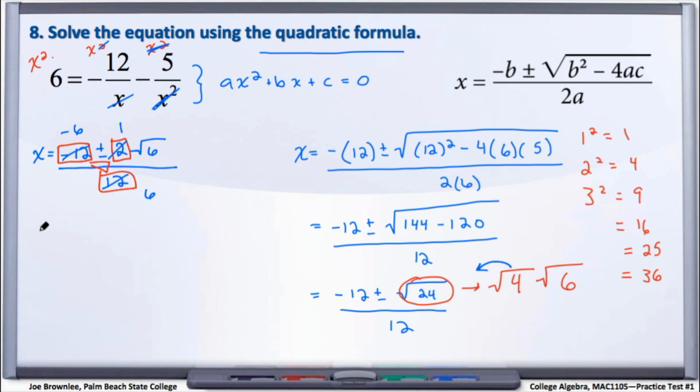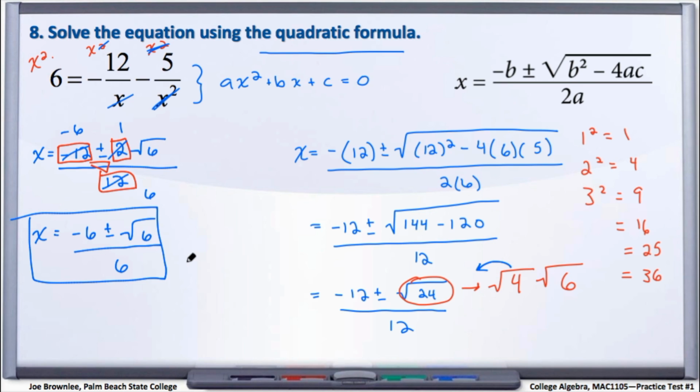All right, so now that we've reduced, our final answer will be negative 6 plus and minus 1 times radical 6, or just radical 6, all over 6. And so there we have our final answer for number 8. X equals negative 6 plus and minus radical 6 all over 6.